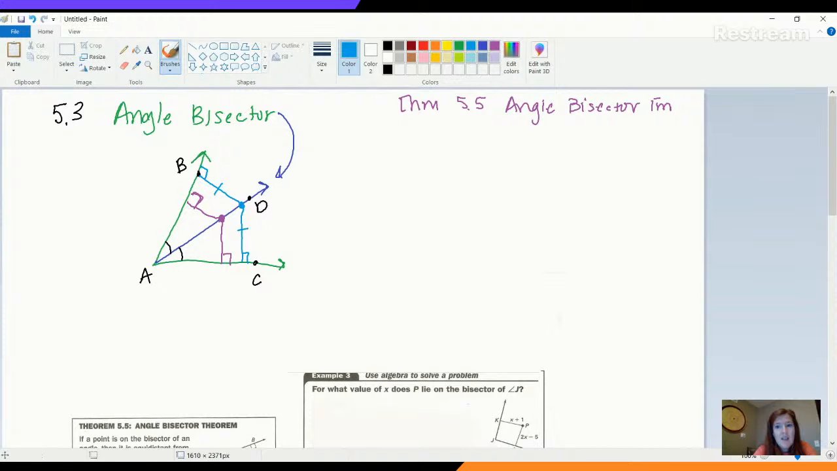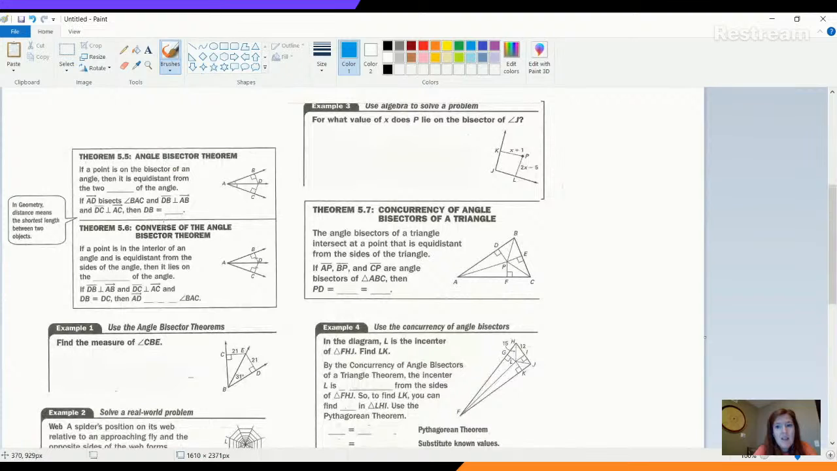So that's what the angle bisector theorem says, which you can see right here. It says, if a point is on the bisector, so point D is on the bisector of an angle, then it is equidistant from the two sides of the angle. And you see over here, in geometry, distance means the shortest length. So that's how we know that it has to be at 90 degrees, so it's the shortest length.